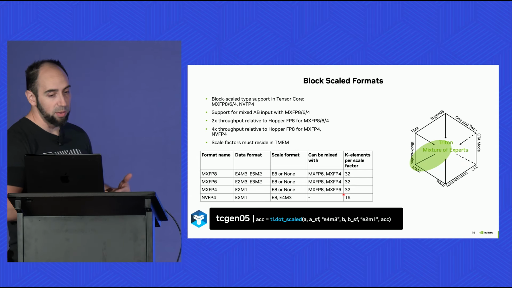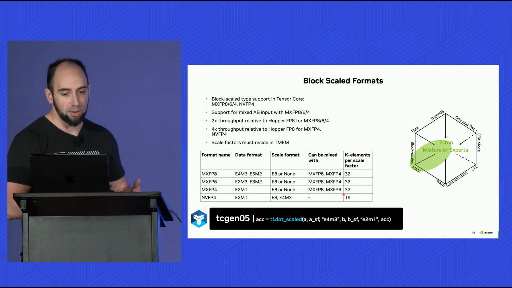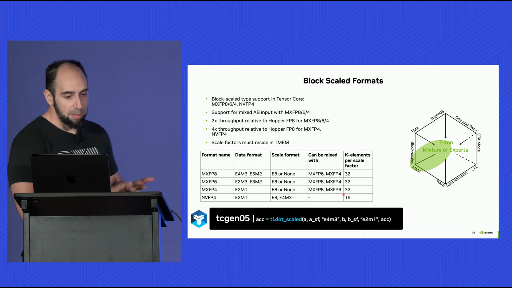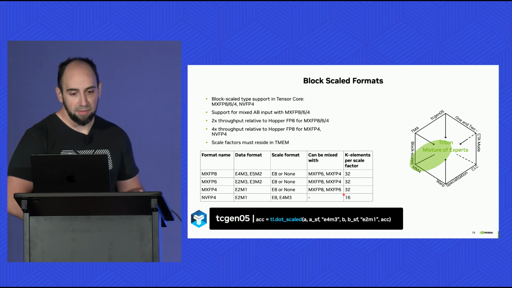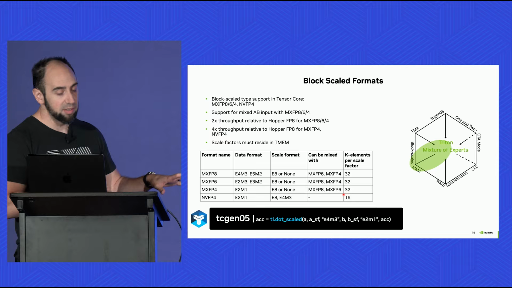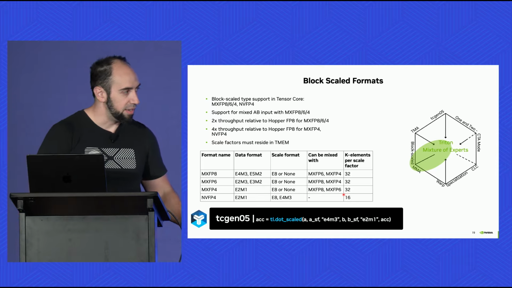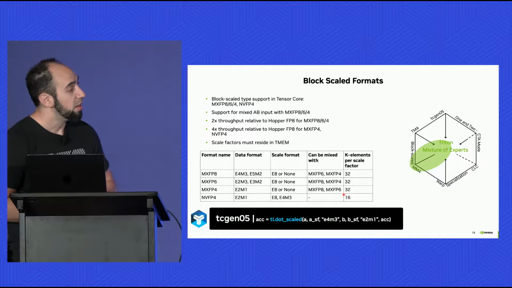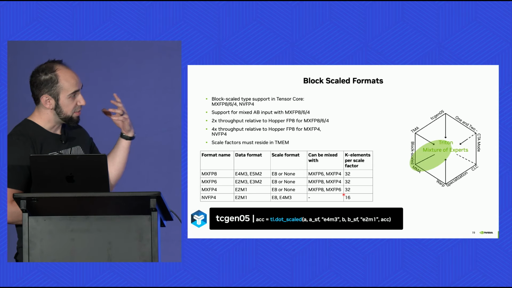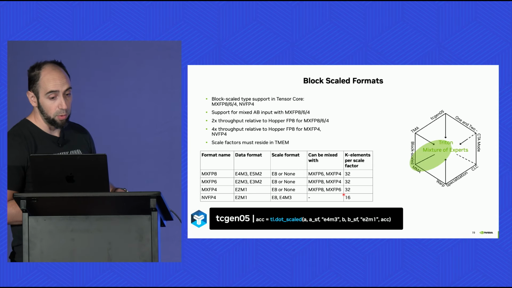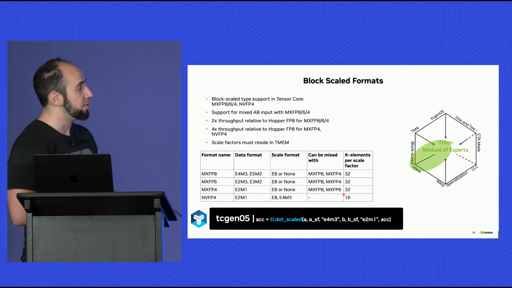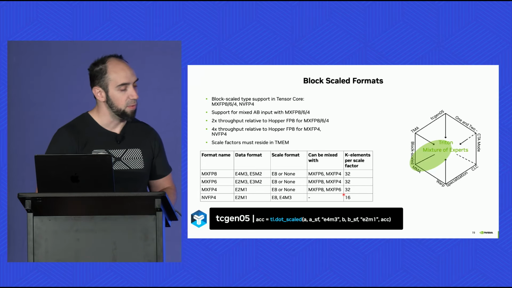The third topic for Blackwell support in Triton is the 5th generation Tensor Core support for block scaled formats. That is MXFP8, MXFP6, MXFP4, and also the NVIDIA specific NVFP4 format. Critically, we support mixing the A and B operands so that we could have, for example, MXFP8 on the activation and MXFP4 on the weights. That is what we do for this mixture of experts layer. It has 2x the throughput relative to Hopper FP8 for MXFP8, but for MXFP4 and NVFP4, we get a 4x improvement over Hopper FP8.